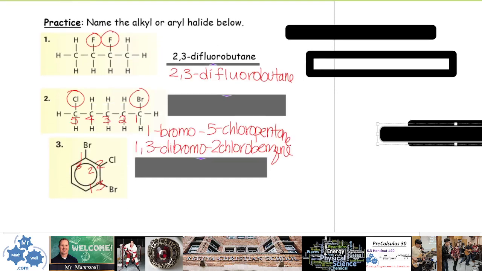All right, for number 3, you want to start with the bromo, because it comes first in the alphabet. And so you want to make either one of these number 1. Doesn't really matter which one. If you make this 1, then you would probably make this 2 instead of going around the chain naming them this way, because you want the bromines to have the smallest numbers possible. So this is going to be 1 and 3. So it'll be 1,3-dibromo-2-chlorobenzene. 1,3-dibromo-2-chlorobenzene.